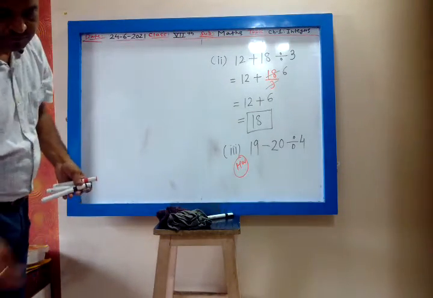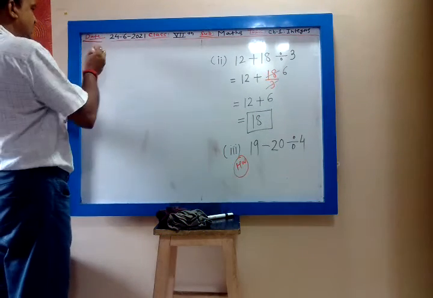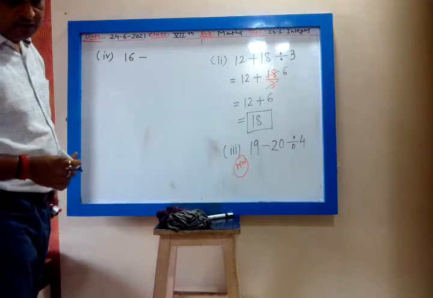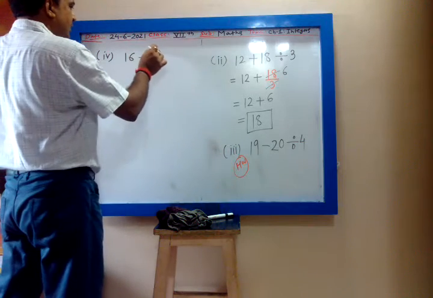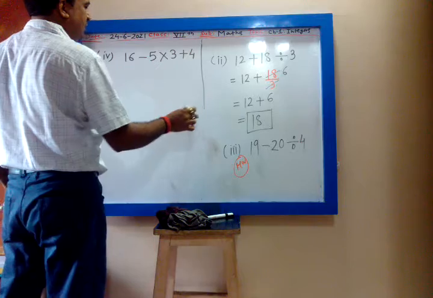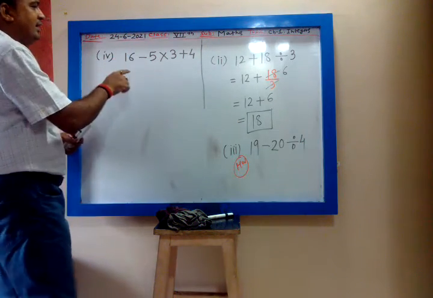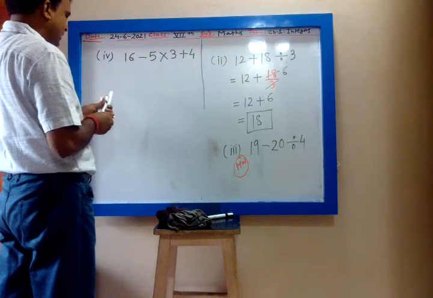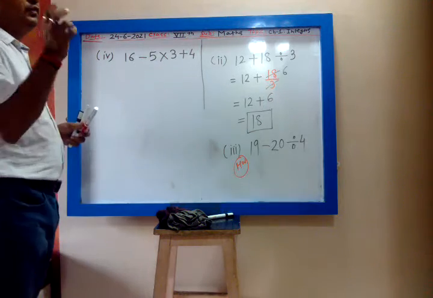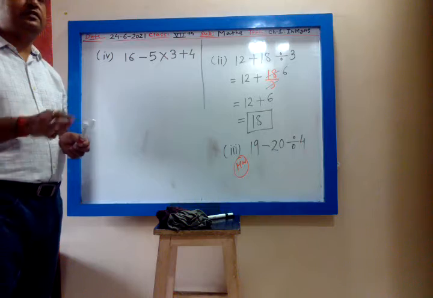Fourth one, 16 minus 5 into 3 plus 4. Now you have three signs: minus, multiplication and addition. So which is performed first according to BODMAS?